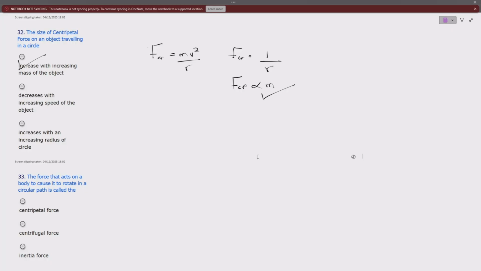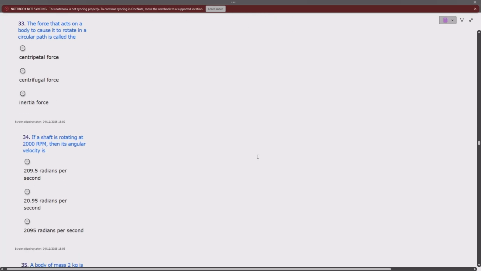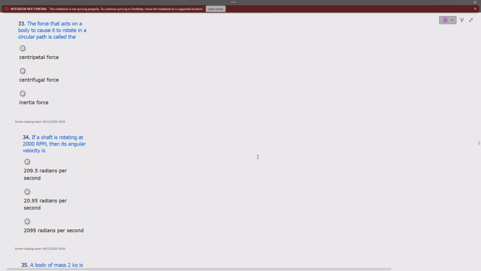All right, question number 33. The force that acts on a body to cause it to rotate in a circular path is the centripetal force. That is the centripetal force.